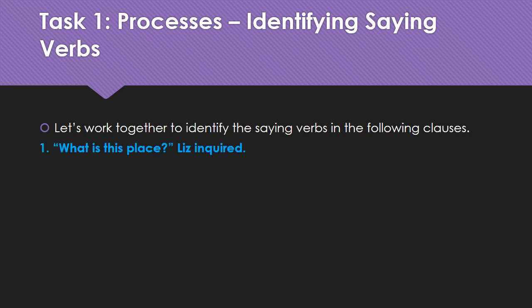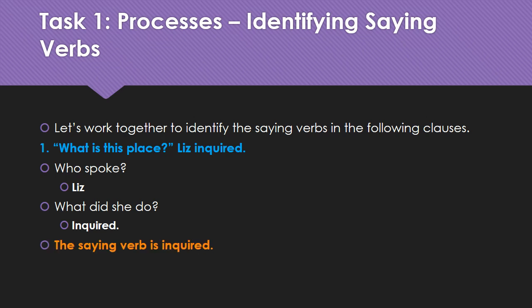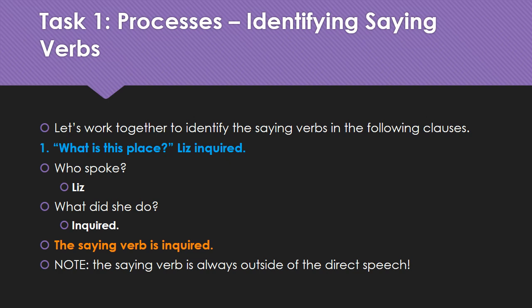Okay, number 1. "What is this place?" Liz inquired. So first we need to ask, who spoke? Right, I'm sure you all worked it out. It was Liz who spoke. And what did she do? She inquired. So the saying process is inquired. You might see here that the saying process is always outside of the direct speech. That's a hint to help you to find them.